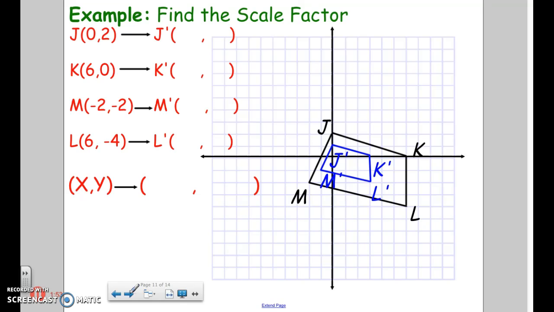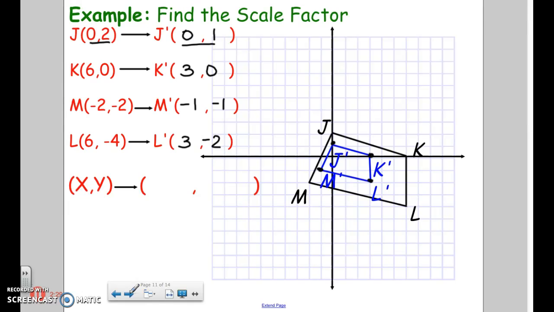So let's look at point J prime here. It's at 0, 1. So you can see that the numbers are getting smaller from the pre-image to the image. So let's do K prime. Sitting here, I'm over 1, 2, 3, up 0. For M prime, I'm at negative 1, negative 1. And if I'm looking at L prime, I'm at 3, negative 2.